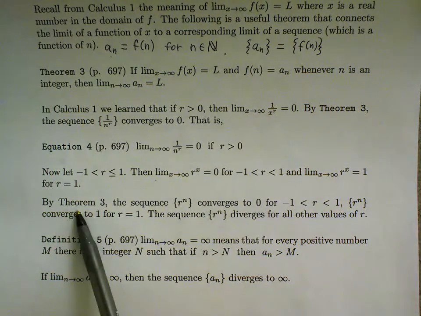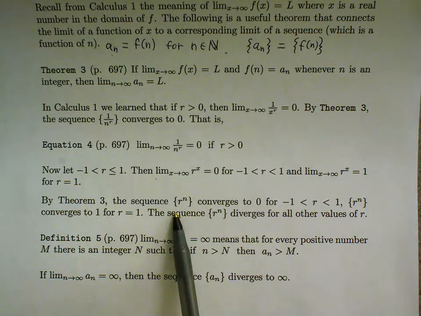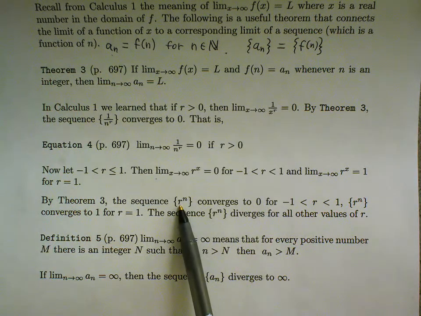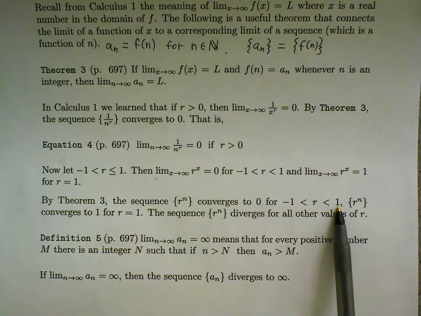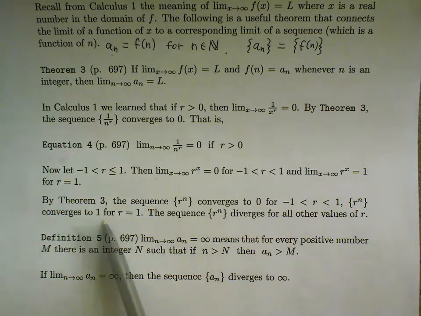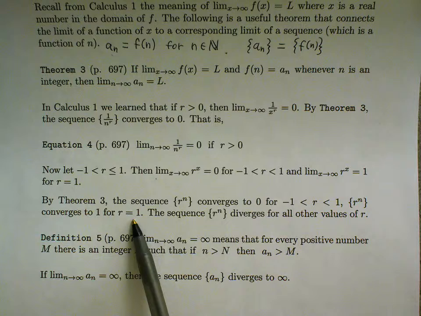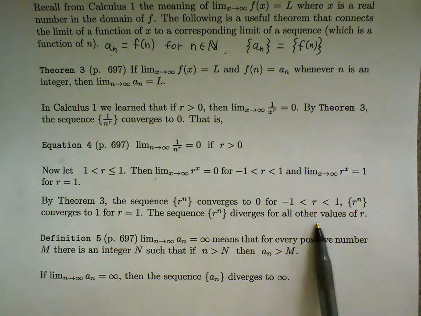By Theorem 3, the sequence r to the n converges to 0 if the number r is strictly between -1 and 1. But the sequence r to the n converges to 1 if r is equal to 1. And the sequence r to the n diverges for all other values of r.